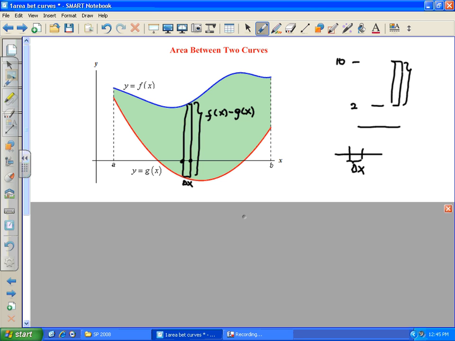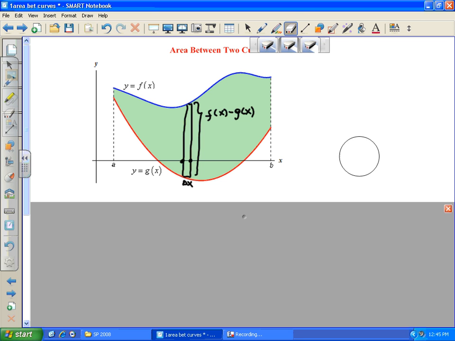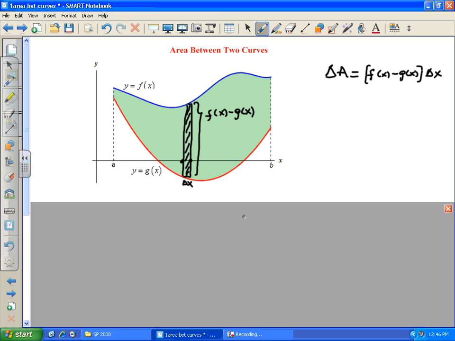The thickness is delta x. Now, what is the area of this one single rectangle? If the base is delta x and the height is f of x minus g of x, the area of that one rectangle, which I'm going to represent by delta A, is equal to what? Exactly, length times width, right? So the height of this rectangle is f of x minus g of x, and the width is delta x. So for this one rectangle, it's basically length times width, which is f minus g times delta x.